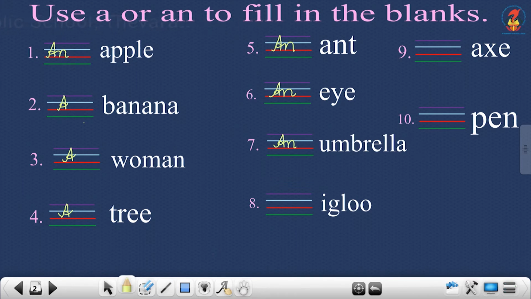Next, coming to igloo. Igloo. I. So what is it? Yes, my little ones, it's a vowel. So you are going to write, yes, an igloo.